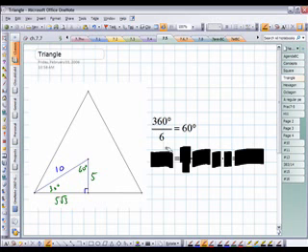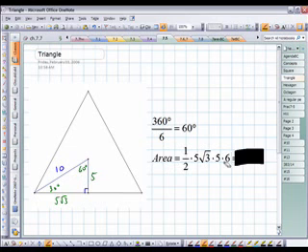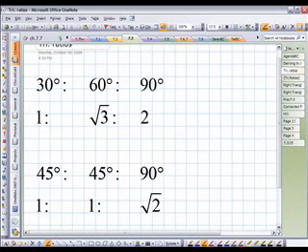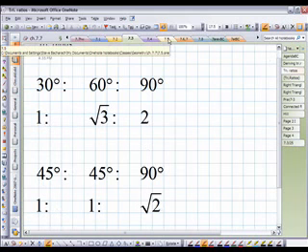So the area then is 1/2 times a base of 5 rad 3 times a height of 5. And there's 6 of these triangles in the entire thing, and that simplifies to 75 rad 3. Just as a quick review as we're going along, here are the triangle ratios for 30, 60, 90: 1, rad 3, 2, and for 45, 45, 90: 1, 1, rad 2. Okay, back to the polygons now.